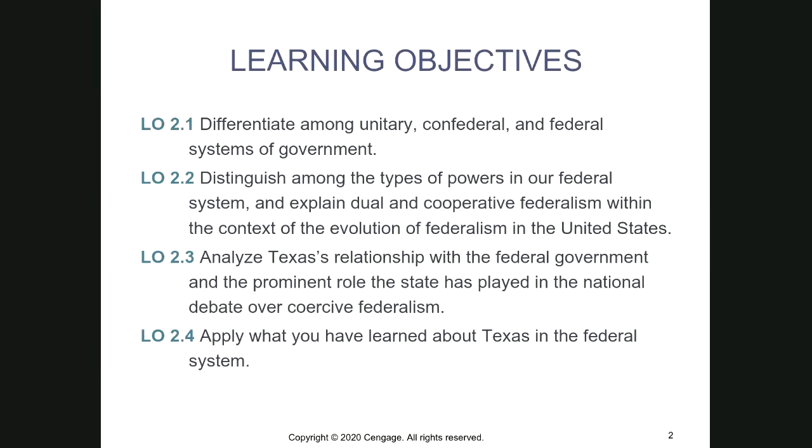Hey guys, so for today's lecture, we are going to be looking at the United States Constitution. Sorry, y'all, it's been a long day already. We're going to be looking at the powers that are provided to the states, which includes Texas, but also what the federal powers are.